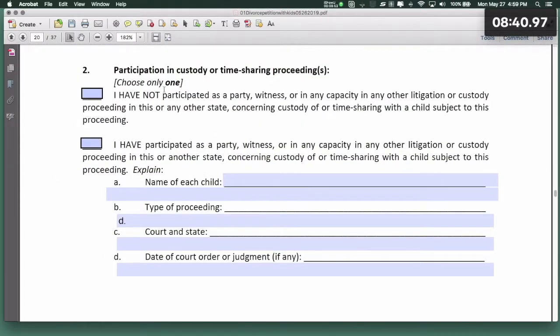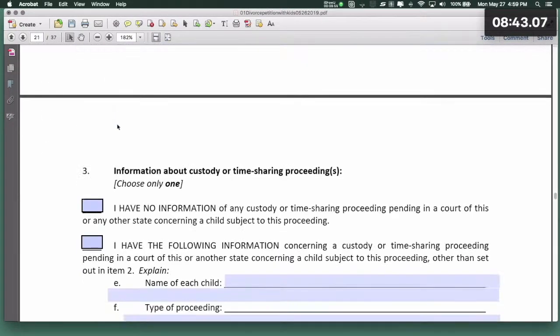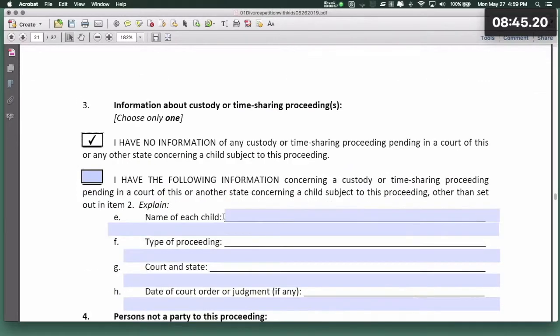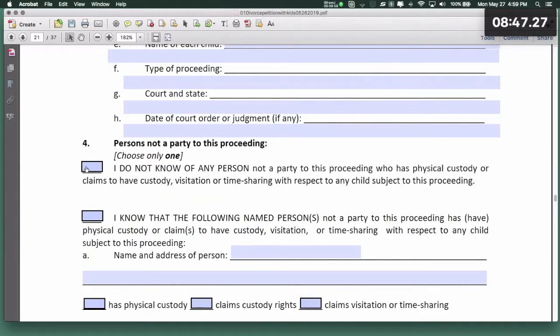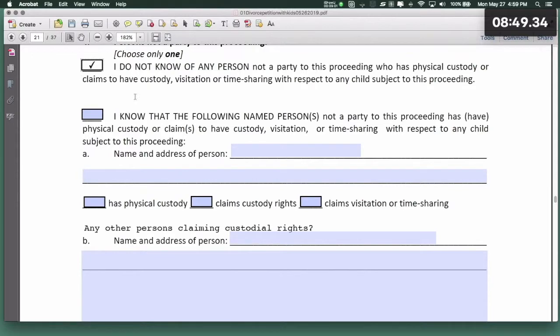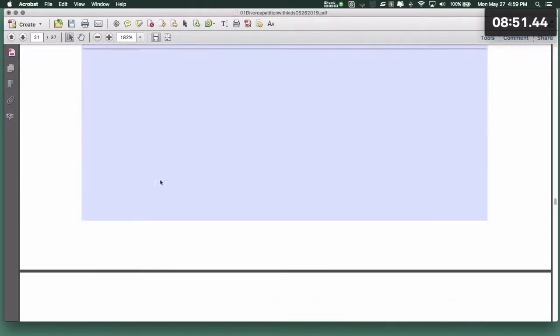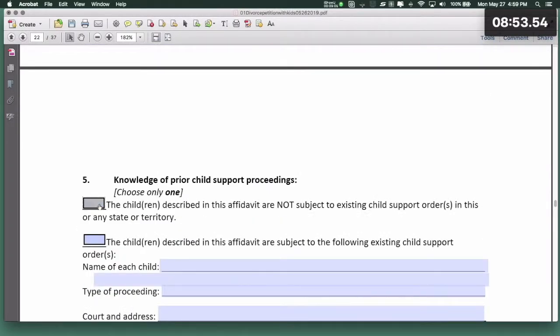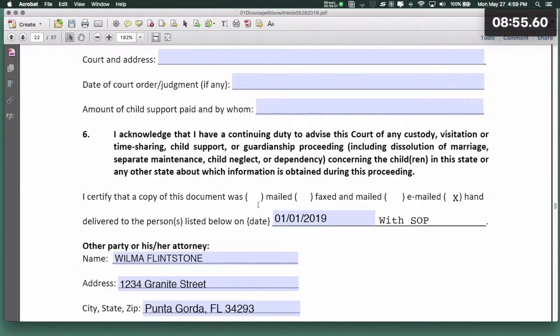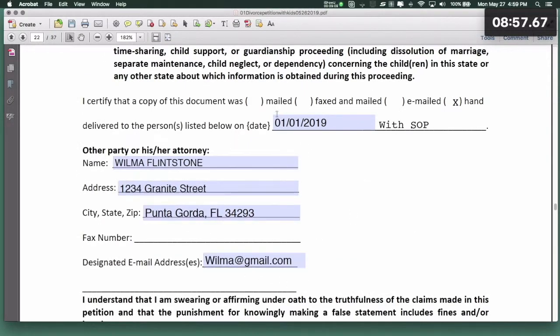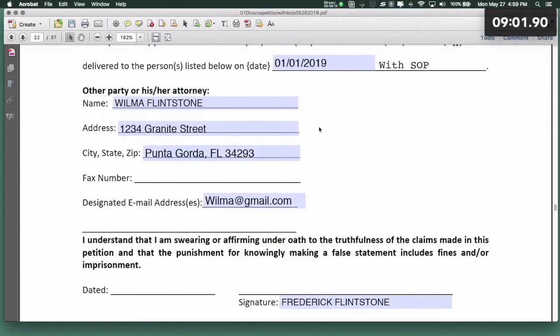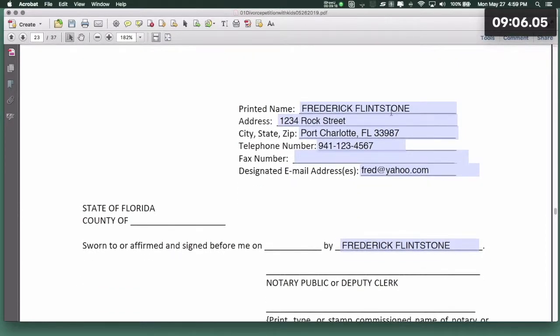Have you participated in any other litigation? No. No information about other custody cases. This is the first one. You don't know of any other person who says they have custody. If you had, you put the information here. Let's see, child support proceedings. There haven't been any yet. Oh, and this is already all filled out for you. And you even have the date in here because you put the date in. Okay? And this says with SOP, that means with service of process. Just leave it. It's all done for you.